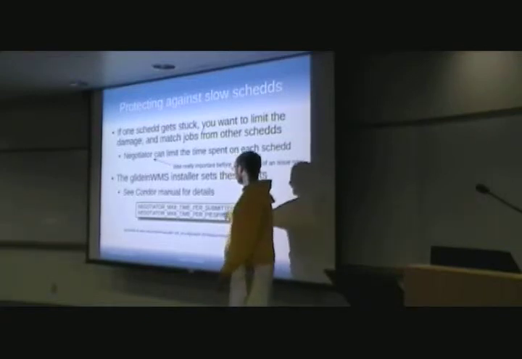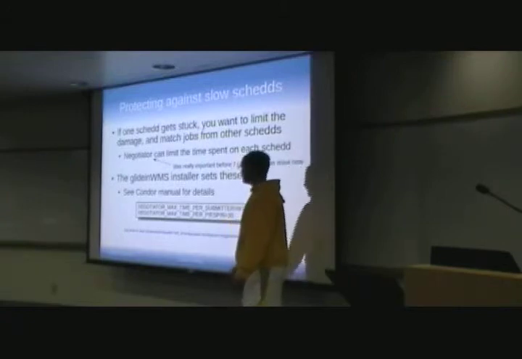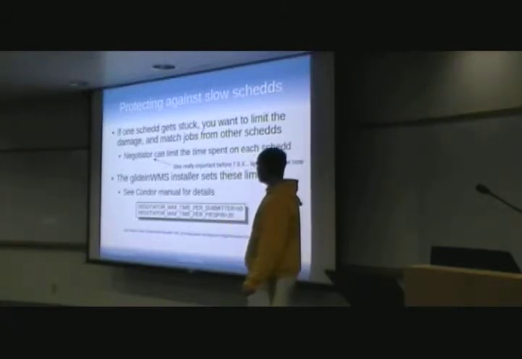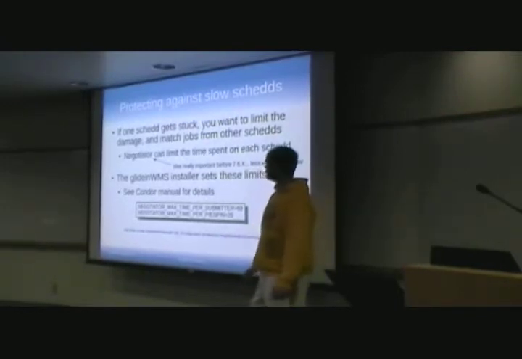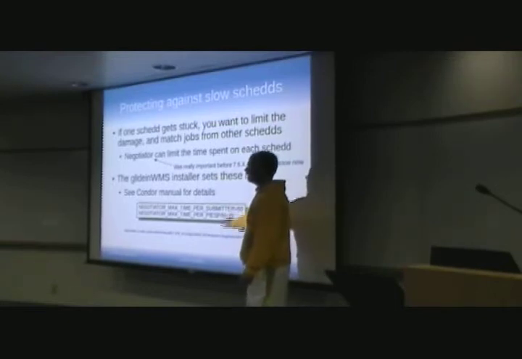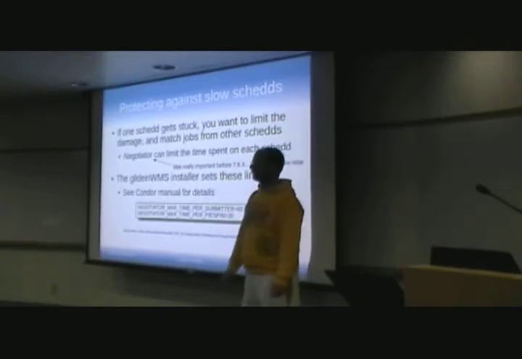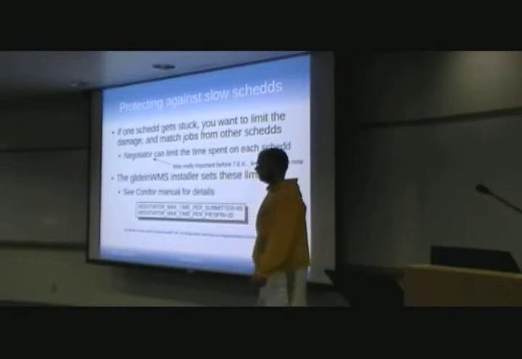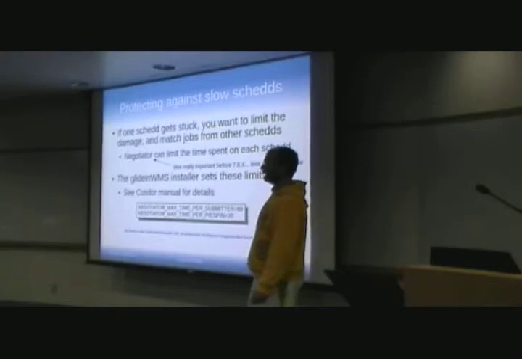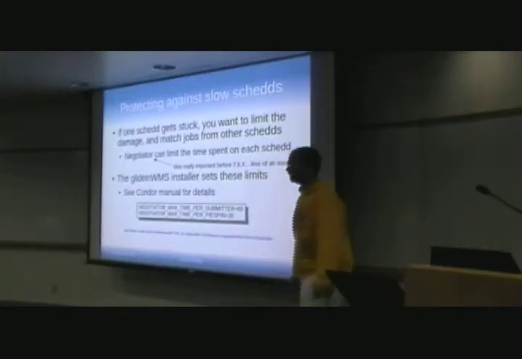So it's not that big of a problem, but it's still a good thing to do. And there are 2 variables that you can set: NEGOTIATOR_MAX_TIME_PER_SUBMITTER and NEGOTIATOR_MAX_TIME_PER_SCHEDD. If you really want to know what this means, follow the Condor manual. But this is what the installer will put in for you, and you can research why in a little more detail in the Condor manual. It's essentially an emergency brake. If you exceed that, something is wrong.